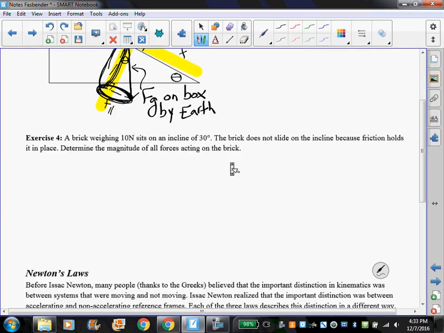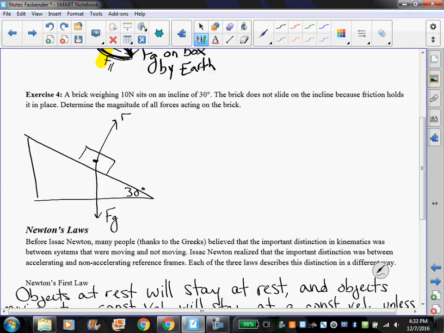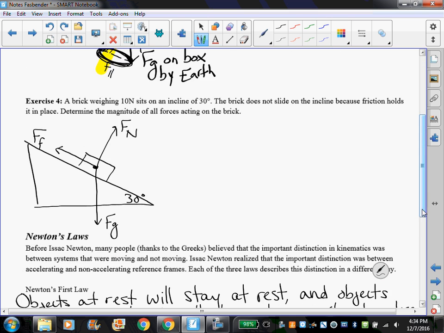Let's do a problem with this so we can do a few numbers. A brick weighing 10 newtons sits on an incline of 30 degrees. The brick does not slide on the incline because friction holds it in place. Determine the magnitude of all forces acting on the brick. I'm going to do the really quick names of the forces, since these names are going to be pretty much exactly the same as what you saw above.